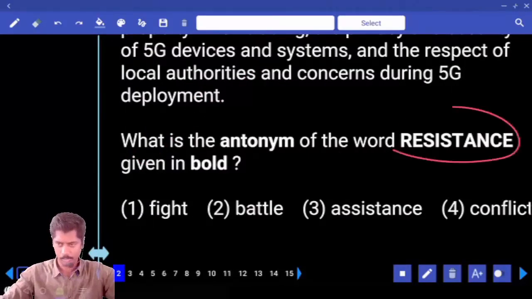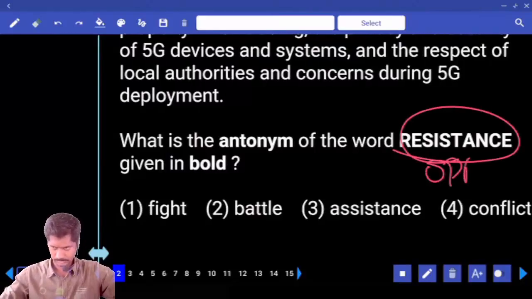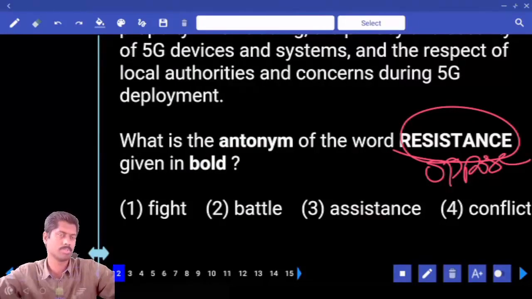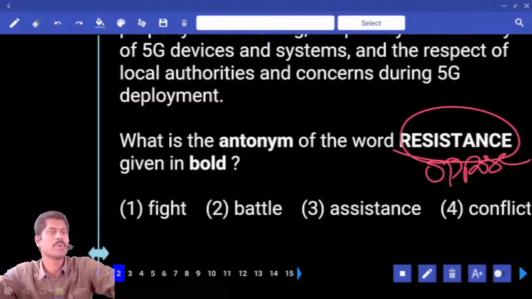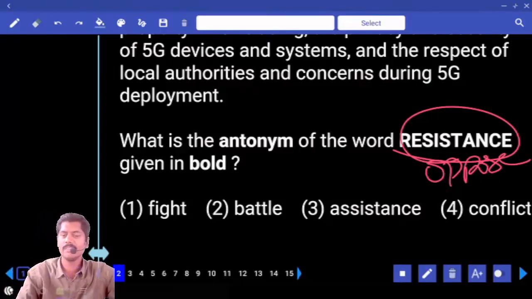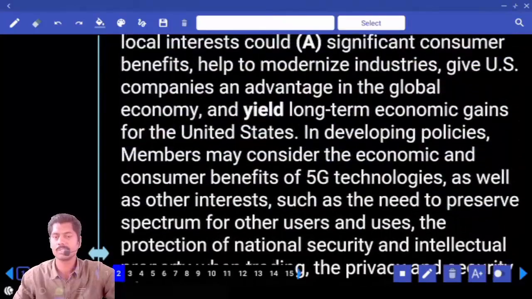Second question, resistance. Resist means oppose. Oppose something is called resist. When the COVID vaccine first came, in the month of September, I guess, many people opposed. Some people resisted because it had mixed opinion. That's why they opposed, they resisted. We don't want to take the COVID vaccine. So, antonym we require. And let me read the context once.